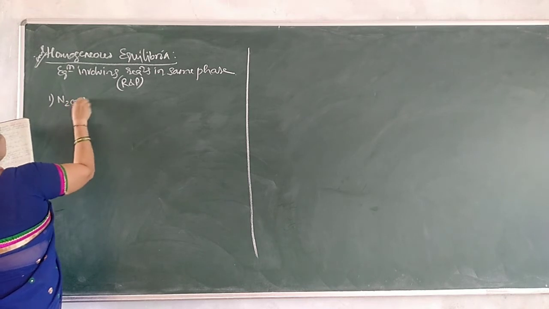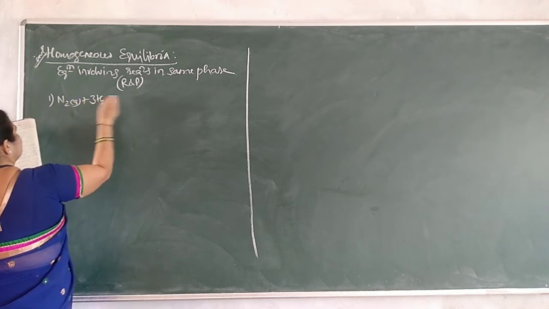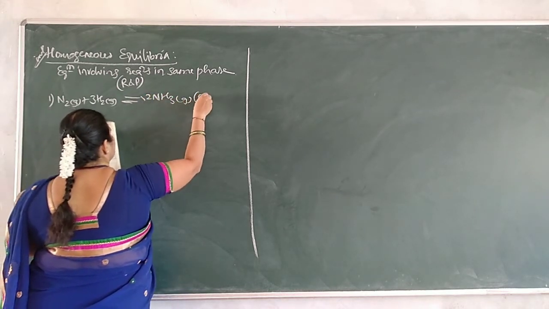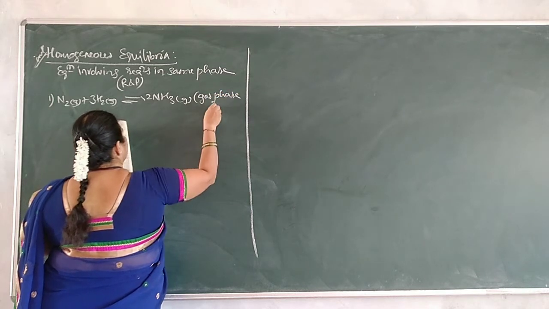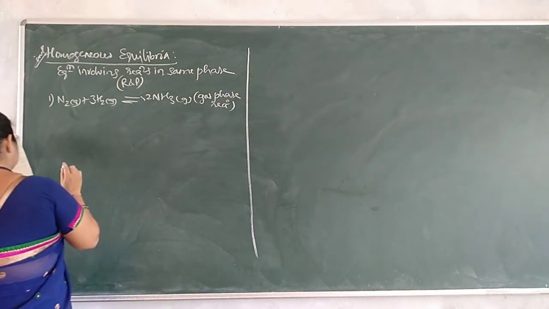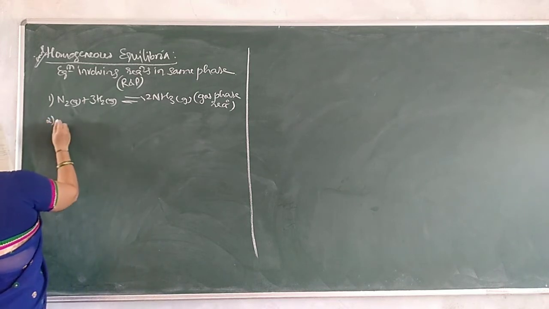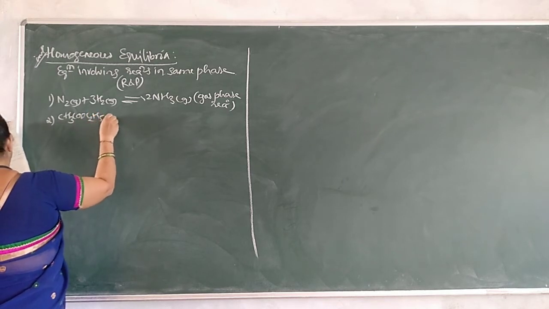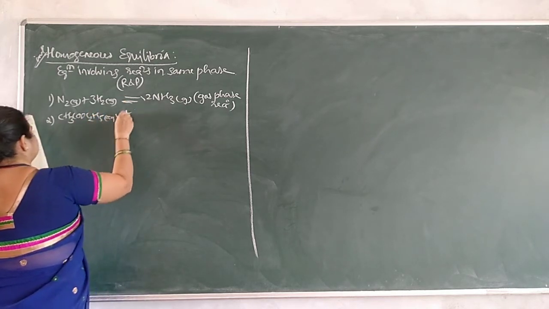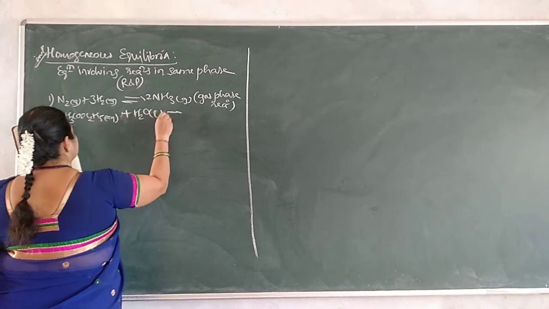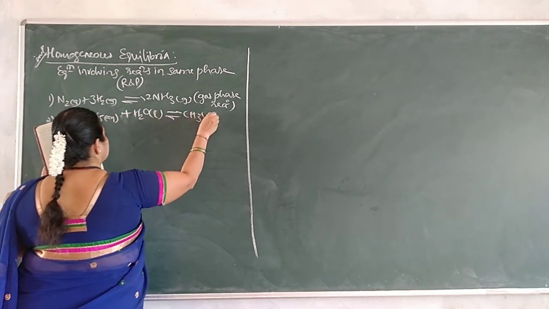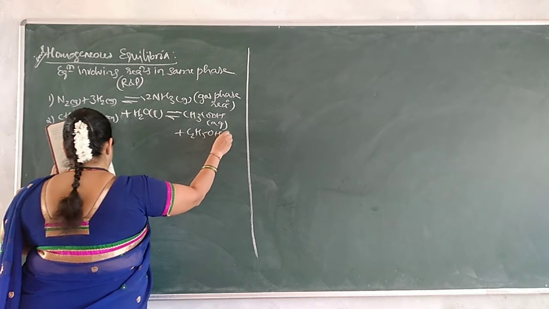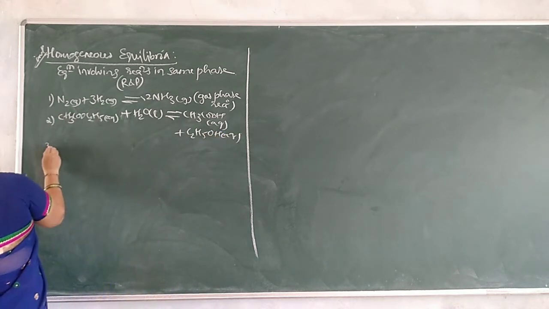N2 gaseous plus 3H2 gaseous reversibly giving 2NH3 gaseous. So this is a gas phase reaction, where all the reactants and products are present in the gaseous phase. Second example is CH3COOC2H5 aqueous plus H2O liquid giving CH3COOH aqueous plus C2H5OH aqueous.